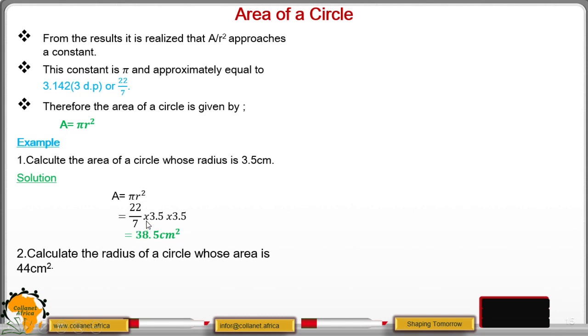Remember, in mathematics, you need to practice a lot. So when you are listening, make sure that you are also writing down and calculating the values.